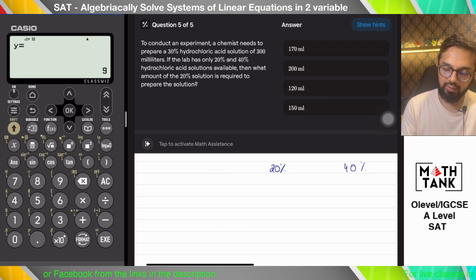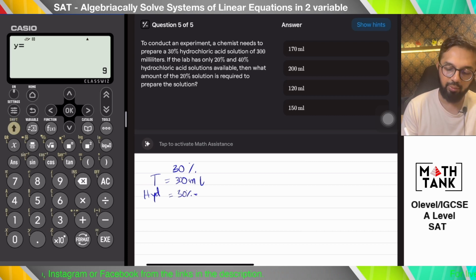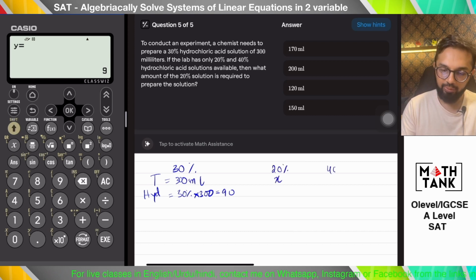So what I need is a 30% hydrochloric solution that has a total quantity of 300 ml. Okay, so how much hydrochloric acid do I want in that? I want 30% of 300, which is 90. So I actually want 90 milliliters of hydrochloric acid. Now I have a 20% solution. Let's say I take a quantity of X there. I have a 40% solution. Let's say I take a quantity of Y there.